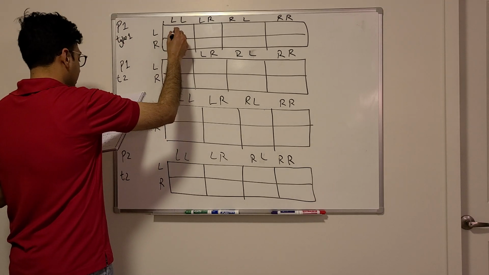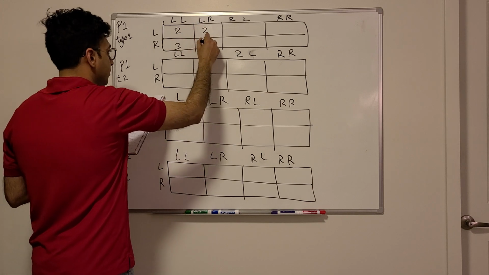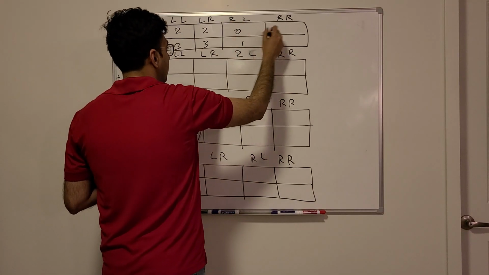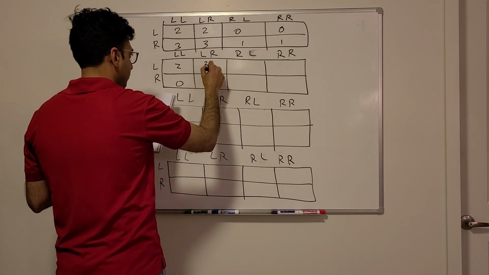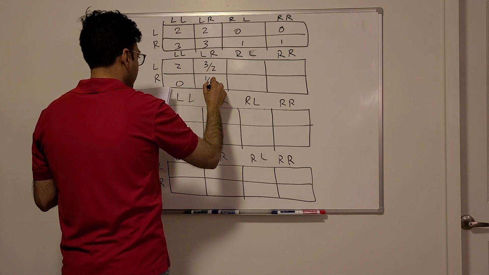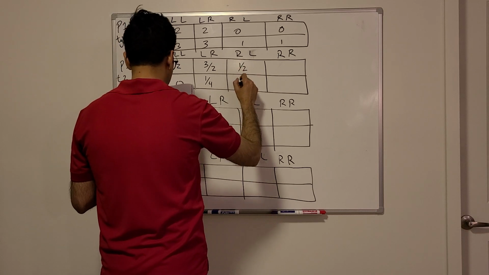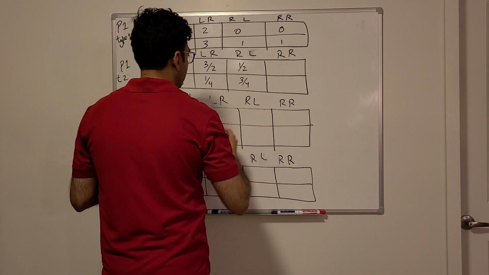So this becomes 2, 3, 2, 3, 0, 1, 0, 1, 2, 0, 3/2, 1/4, 1/2, 3/4.